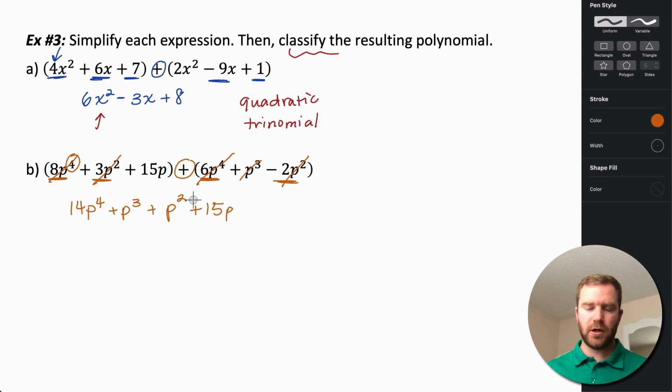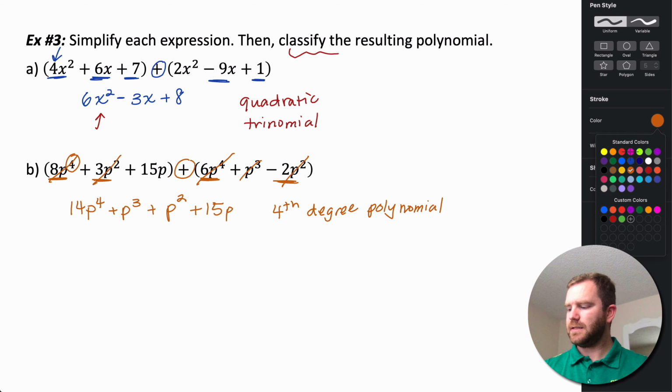Now there are 4 terms, so we're just going to call it a polynomial. And the degree is 4. So this is a 4th degree, and then polynomial because it has 4 terms. So 4th degree polynomial. Now, how is this different when we are subtracting?